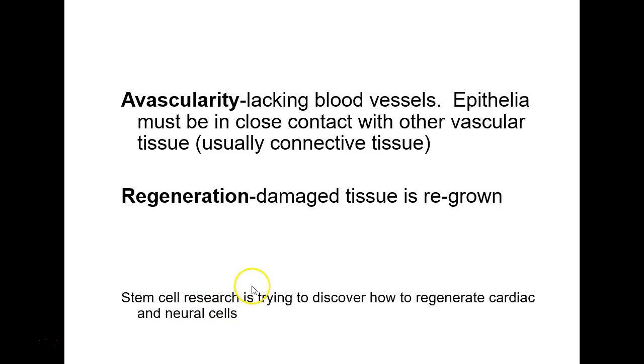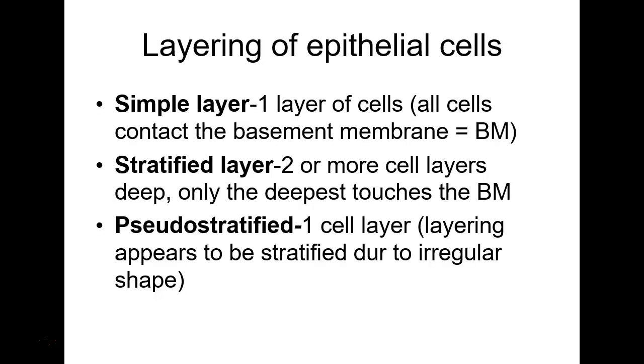And regrow you some new neural cells, which will be really good for people that have problems in that area. So simple, this is the way I was telling you how you name things. Simple just means it's one layer of cells deep. Stratified, anything more than one. Even if it's only two cells deep, you call it stratified. So what in the heck is pseudo-stratified?